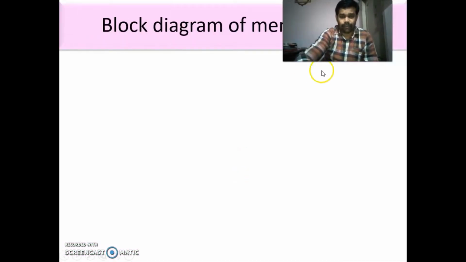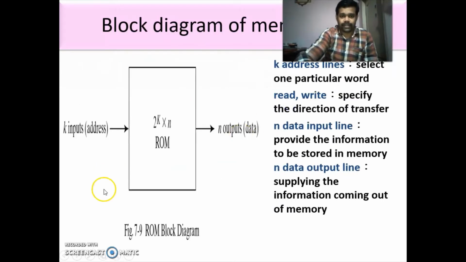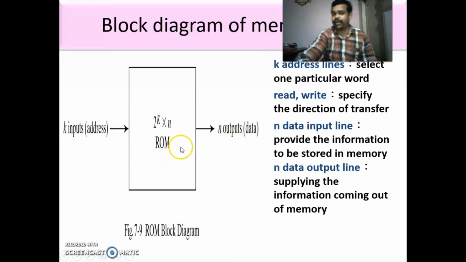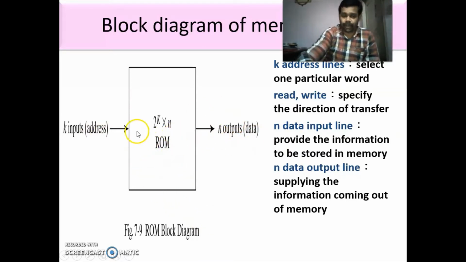Now, block diagram of memory unit. So this is a block diagram of memory unit in which you're having k inputs. Input is nothing but the address, and it is having n outputs. Usually you will represent the ROM as 2 to the power k into n. N represents outputs, and this k represents the number of inputs, that is the address lines. So the k address lines will select one particular word from this memory.